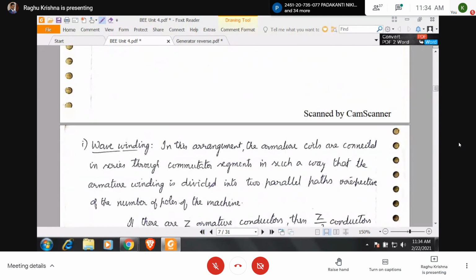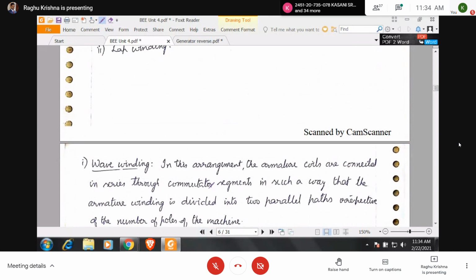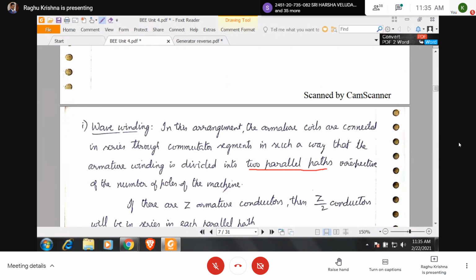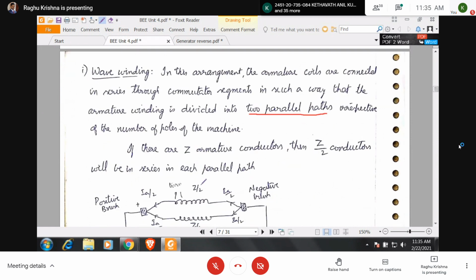So coming to wave winding. In this arrangement, the armature coils are connected in series through commutator segments in such a way that the armature winding is divided into two parallel paths. So here we have only two parallel paths, irrespective of the number of poles of the machine. Two parallel paths means you are going to get more voltage. If there are Z armature conductors in total, then Z by 2 conductors will be in series in each parallel path.